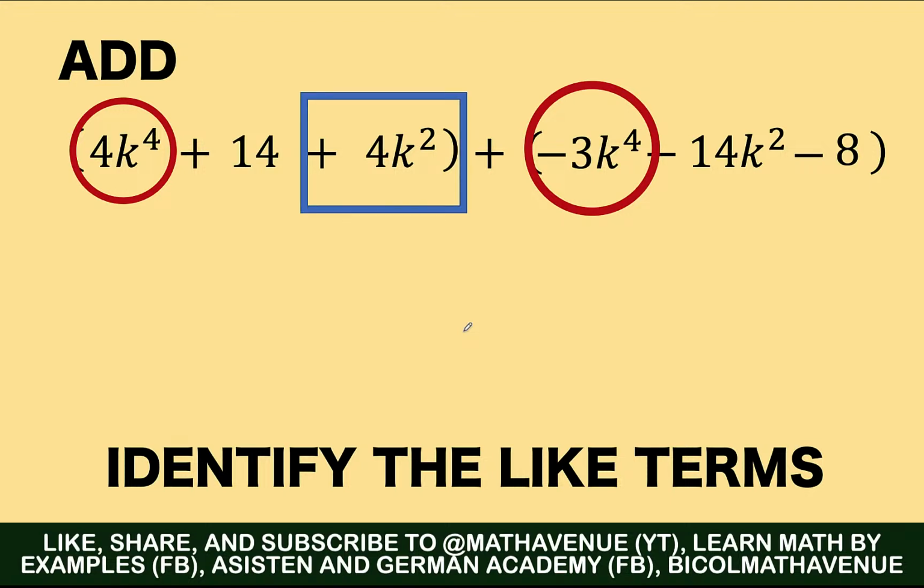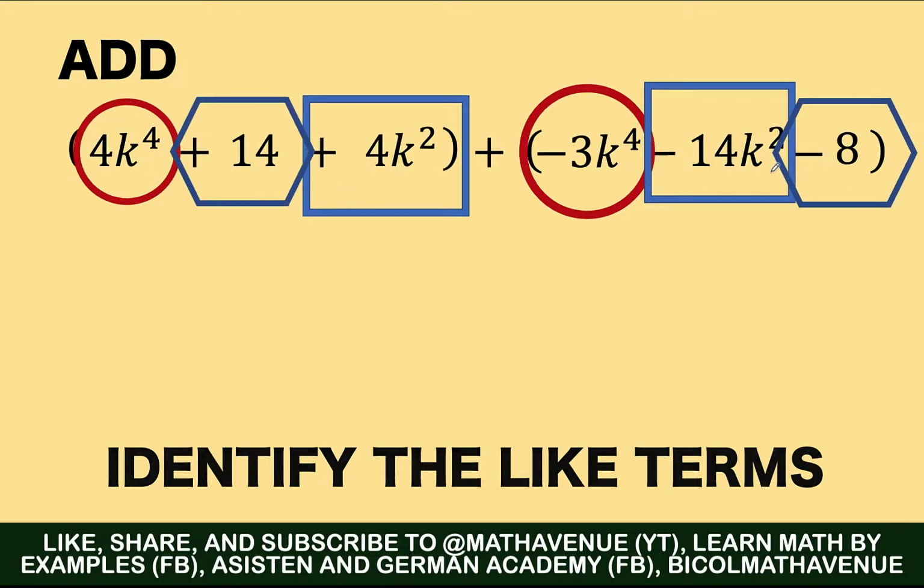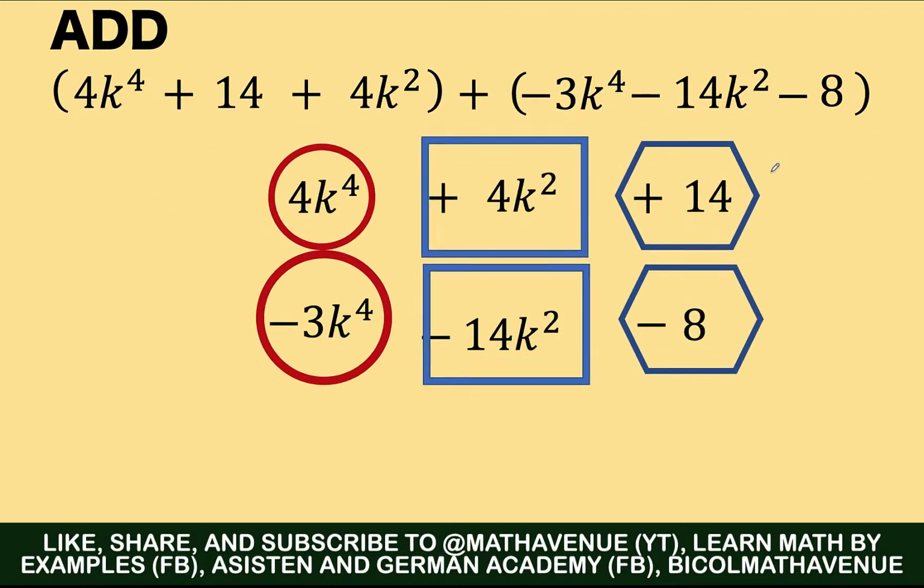Positive 4k squared and negative 14k squared are also like terms because the variable part, k to the second, is the same here, k squared. And all constants are like terms also. So we are going to combine the like terms. So they are now grouped together by shapes. The circles are like terms, the rectangles are like terms, and the hexagons are also like terms.